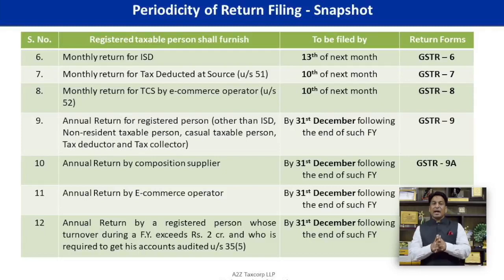Then comes GSTR-6, which is going to be applicable for input service distributor. Normal due date is 13th of next month. GSTR-7 is applicable for TDS deductor, and this TDS deductor provision is yet to be implemented. It is paused for the time being. Otherwise, the TDS deductor return GSTR-7 needs to be filed by 10th of next month, meaning thereby for July you have to file by 10th of August.